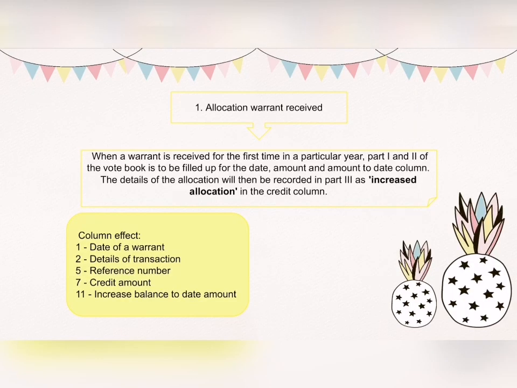The first transaction is allocation warrant receipt. When a warrant is received for the first time in a particular year, part 1 and part 2 of the vote book are to be filled up for the date, amount, and amount to date column. The details of allocation will then be recorded in part 3 as increased allocation in the credit column. The other columns that will be affected are column numbers 1, 2, 5, 7, and 11.